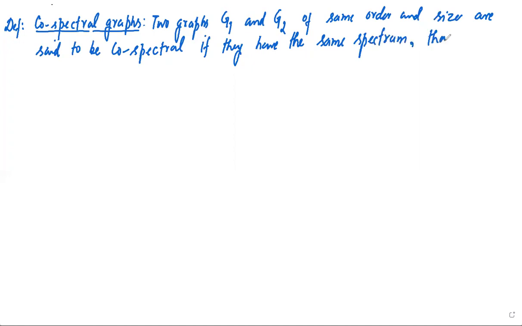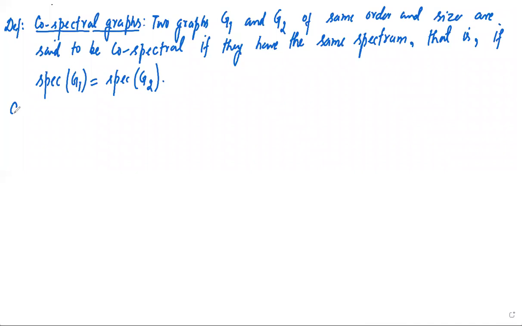That is, if the spectrum of G1 is equal to the spectrum of G2. Here the spectrum of G1 is the set of eigenvalues together with their multiplicities. So we call two graphs co-spectral if they have the same set of eigenvalues with the same multiplicities.